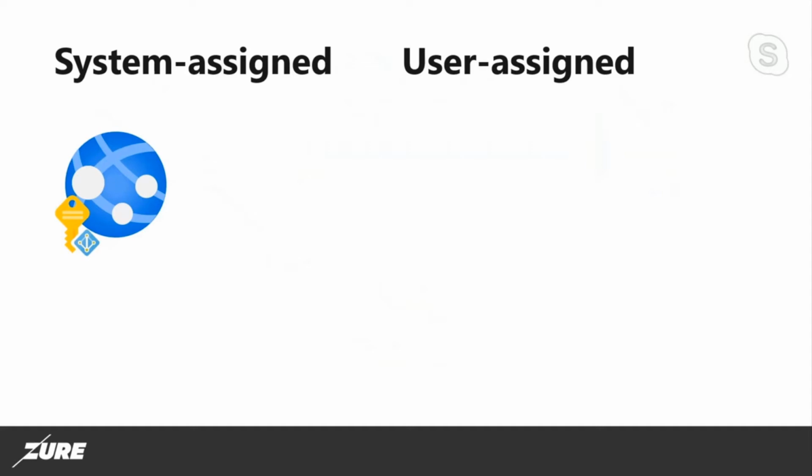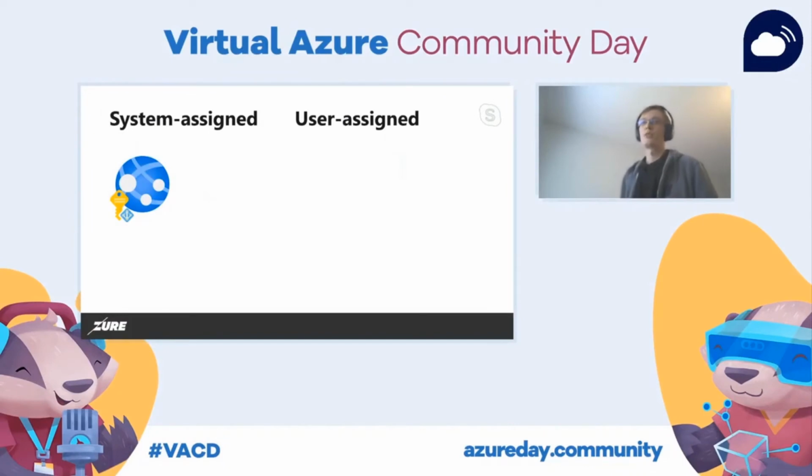Another property of this is that because the identity is specific to a resource, it allows you to assign permissions per resource. And I tend to prefer system assigned identities over user assigned most of the time, but it is up to you which one you choose.